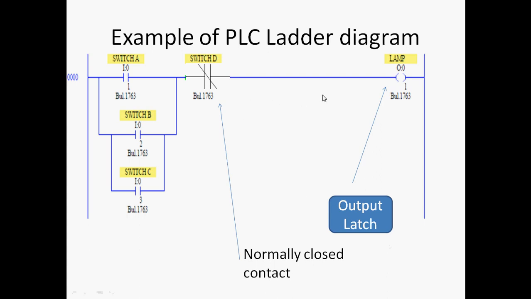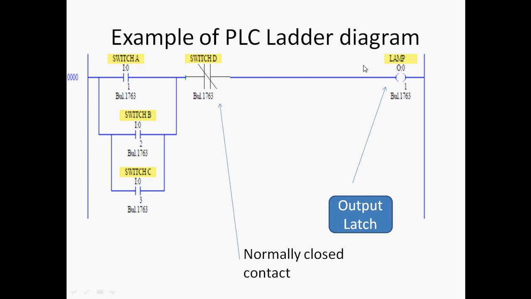So this is an example of a PLC ladder diagram: switch A, switch B, switch C. This is the lamp, the output latch. Switch A is pressed, lamp is on. Switch B is pressed, lamp is on. If any of the three switches is on, for example switch A is on, lamp is on. If only switch B is on, then lamp is on. Switch C, lamp is on. Likewise, we can use any of the switches.